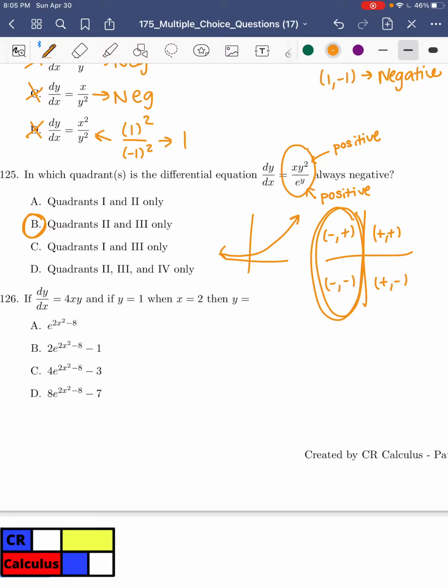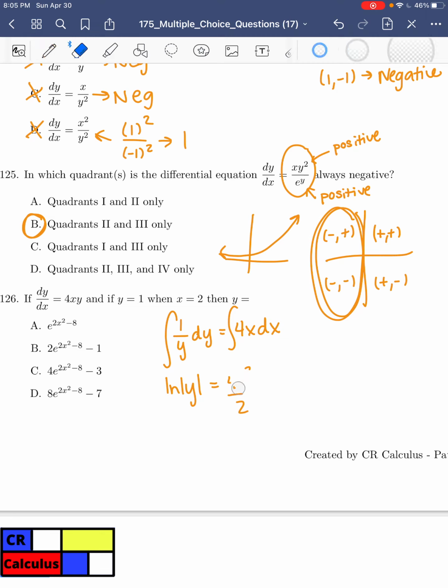All right, here we have a differential equation. This is where we're going to have to use separation of variables. So I'm going to divide by y here. Then I'm going to take the antiderivative. So I have natural log of y equals 4x squared over 2, which is then just going to become 2x squared plus c.